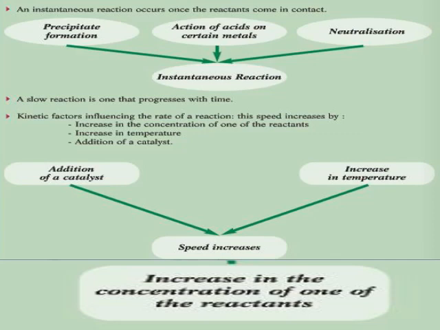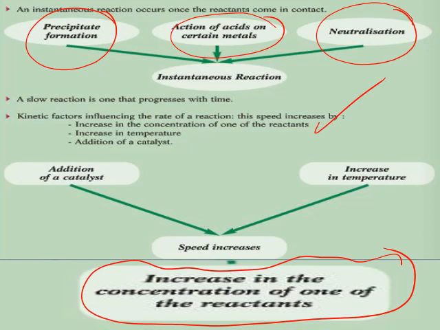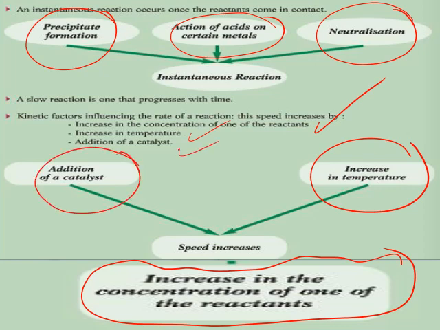An instantaneous reaction occurs once the reactants come in contact. Examples are precipitate formation, action of acids on certain metals, and neutralization reactions. A slow reaction is one that progresses with time. The kinetic factors influencing the rate of a reaction: the speed increases with an increase in the concentration of one of the reactants, with a higher temperature, and with the addition of a catalyst. A catalyst is a substance that speeds up the chemical reaction without being consumed at the end of the reaction.